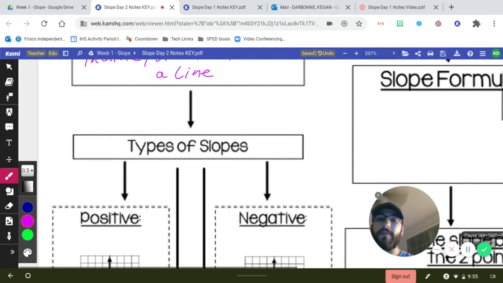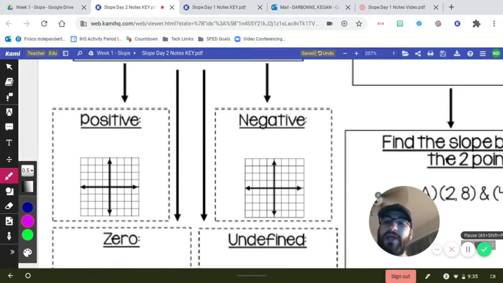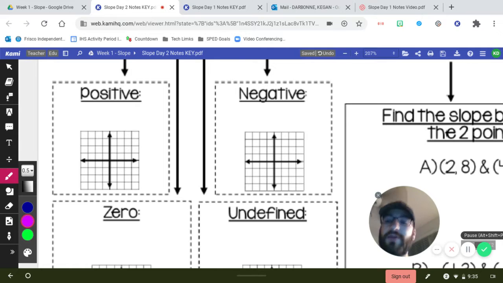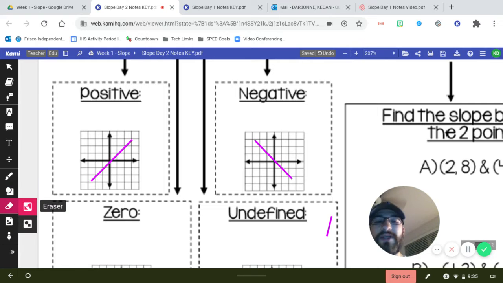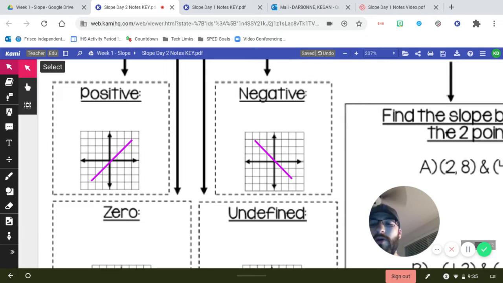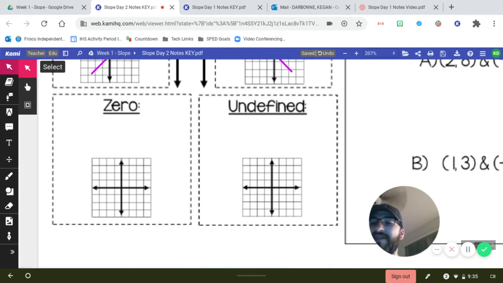Okay. Some different types of slopes. So last time you did notes, we talked about two different kinds of slopes. We talked about positive slopes and we talked about negative slopes. So positive slopes increase in value as we go left to right, and negative slopes decrease in value as we go left to right. Now, two other slopes that we didn't talk about yet would be a slope of 0.